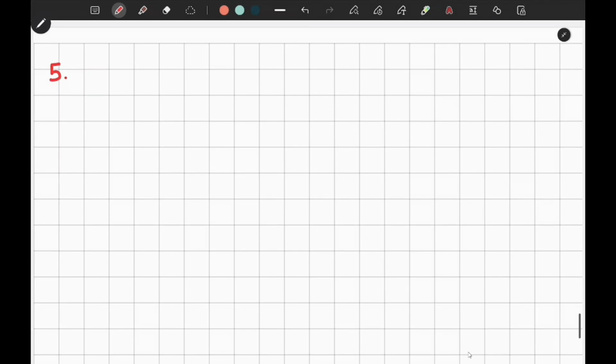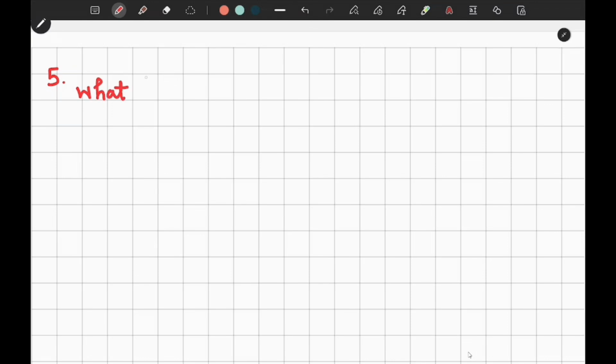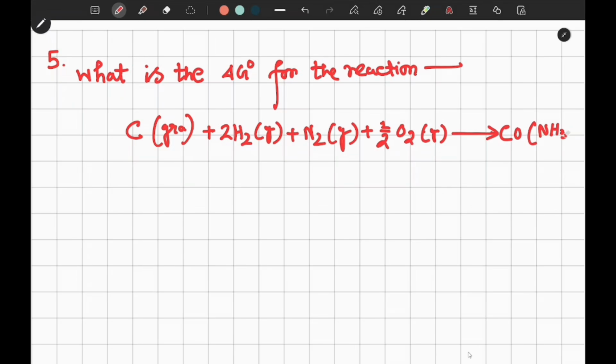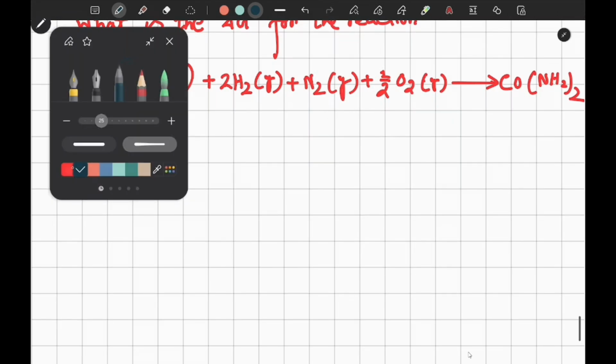So the next question is, what is the delta G naught for the reaction C graphite plus 2H2, which is in gaseous form, N2, which is also in gaseous form, plus half O2 converting to CO(NH2)2? That is what we have to find out, and lots of things are given.